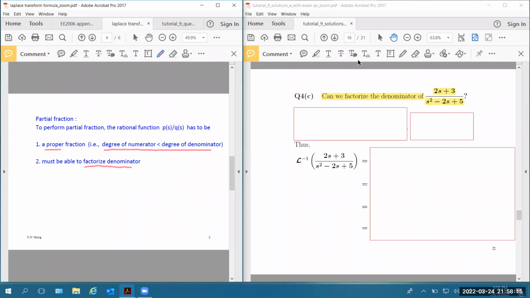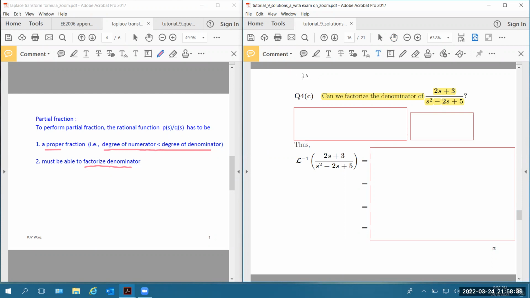Anyone? Cannot. How do you know cannot? Press calculator. Yeah, you press the calculator, then it gives you complex roots, right? Correct. So that's why you know that this one cannot be factorized.